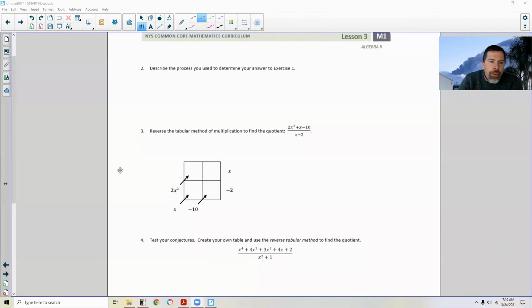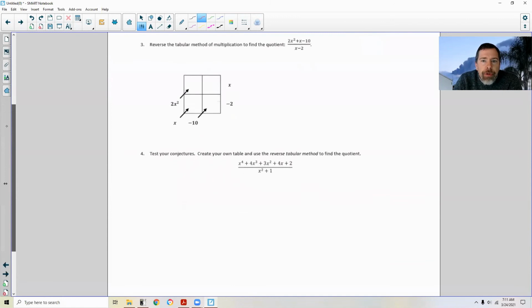Okay, page 2, number 2, it says to describe the process you use to determine your answer from exercise 1. Well, I explained it as I did it. So if you need to go back, drag that bar along the bottom there and go back in time. I'm going to continue to number 3. It says to use the reverse tabular method of multiplication to find the quotient of 2x squared plus x minus 10 divided by x minus 2.